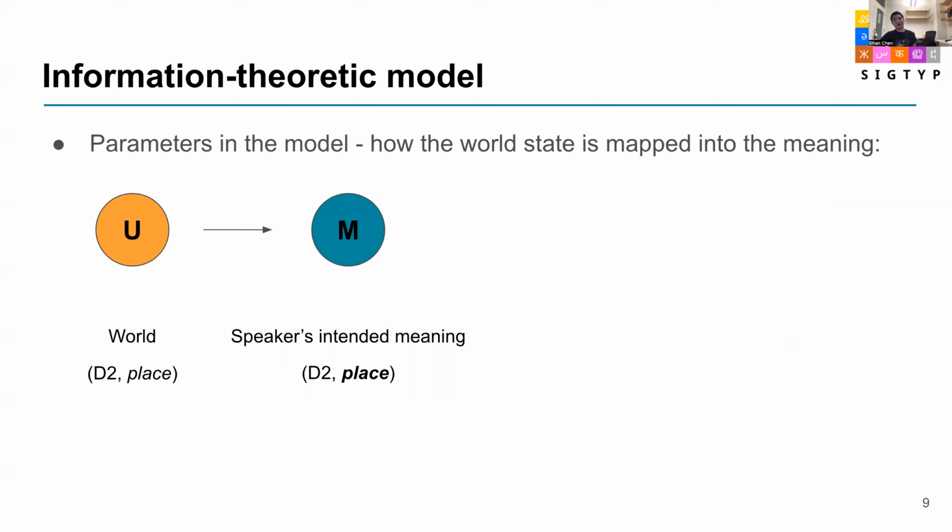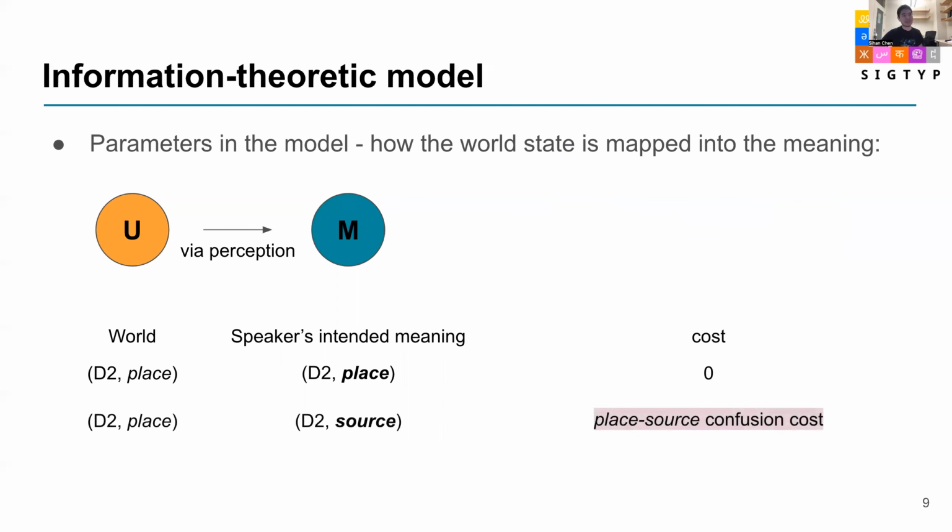A free parameter in our model here is how the world state is mapped into the speaker's mental representation. We assume it is dictated by perception and thus independent from languages. We define this mapping function in terms of cost for confusing one orientation with another, specifically the cost for confusing place and source, henceforth place-source confusion cost, and the cost for confusing place with goal, henceforth place-goal confusion cost. And of course, if the mental representation is accurate according to the world state, there's no cost. So the cost here is 0.